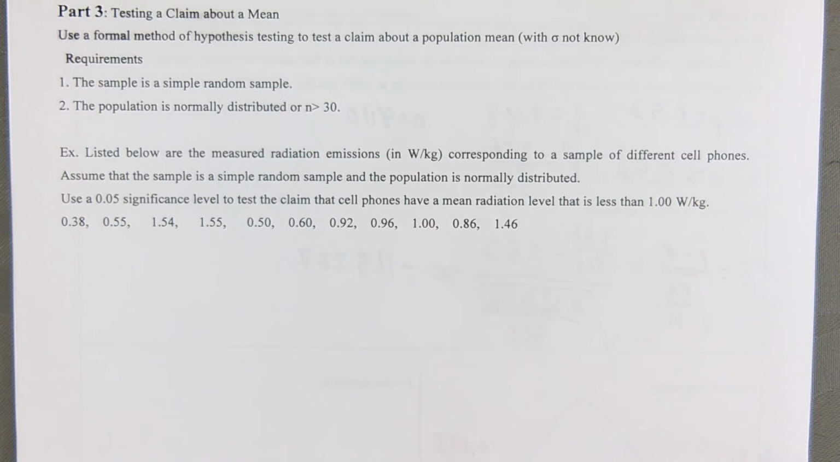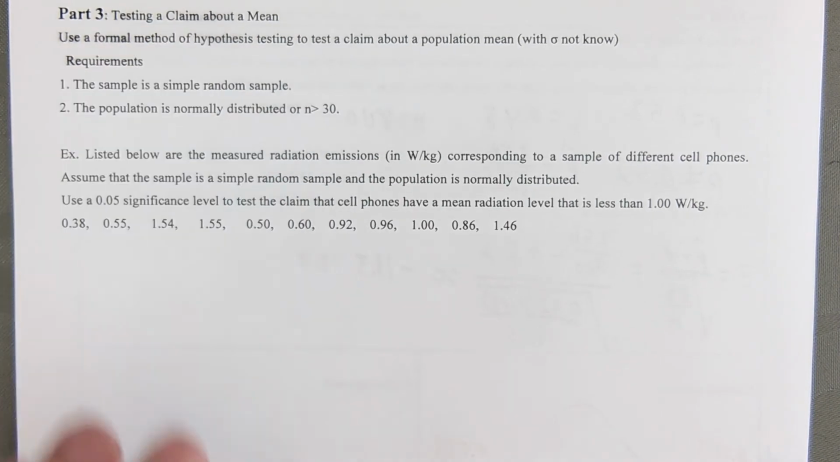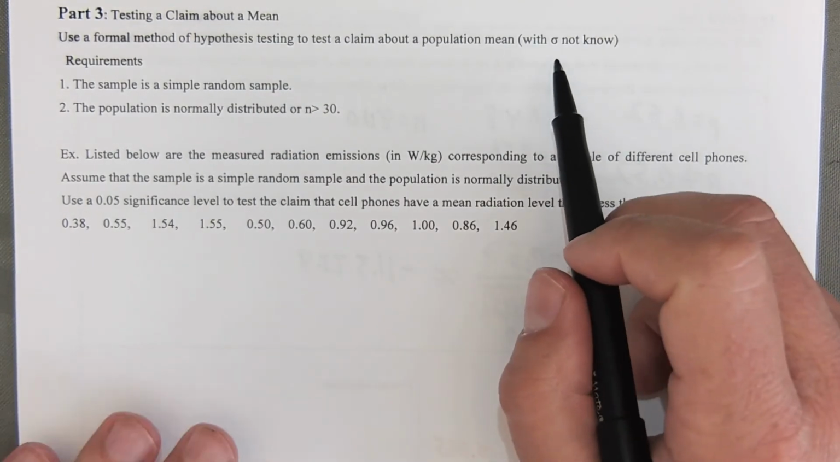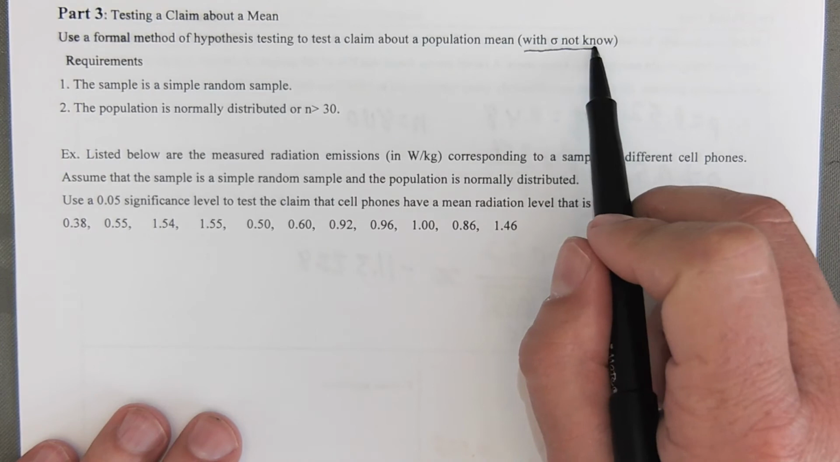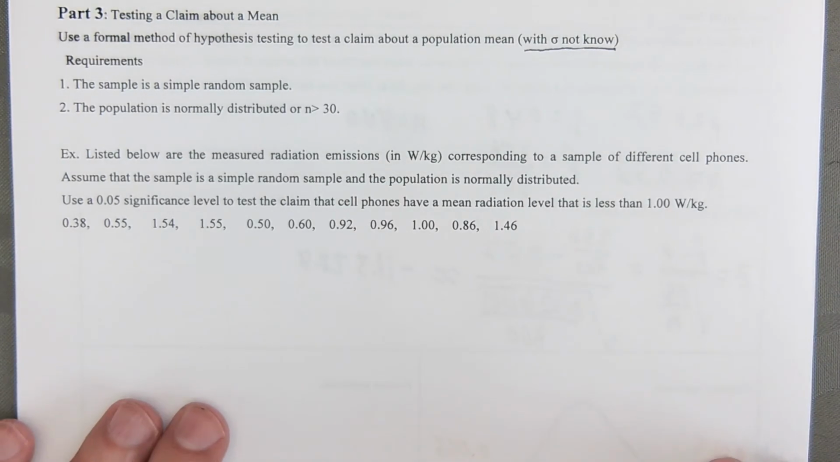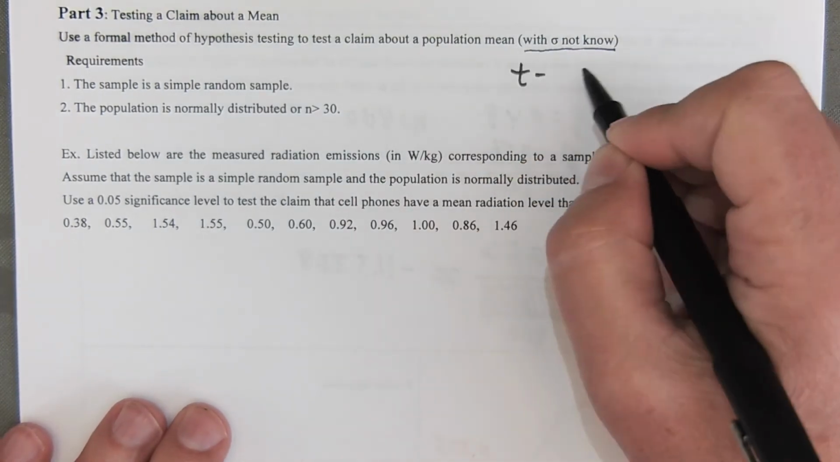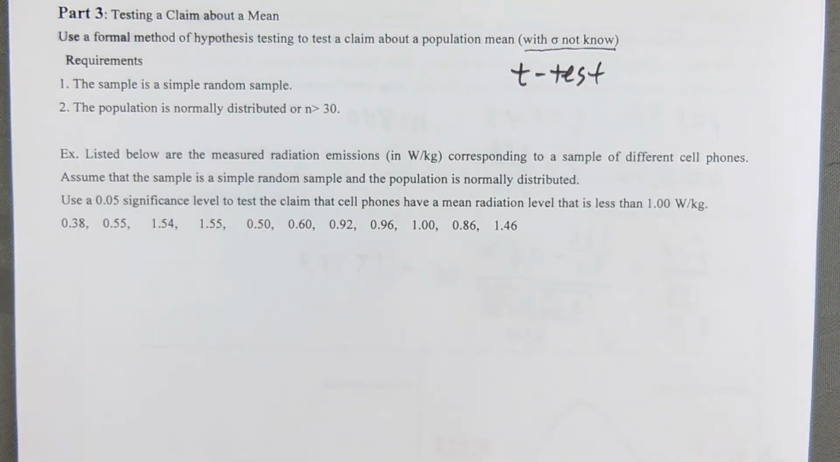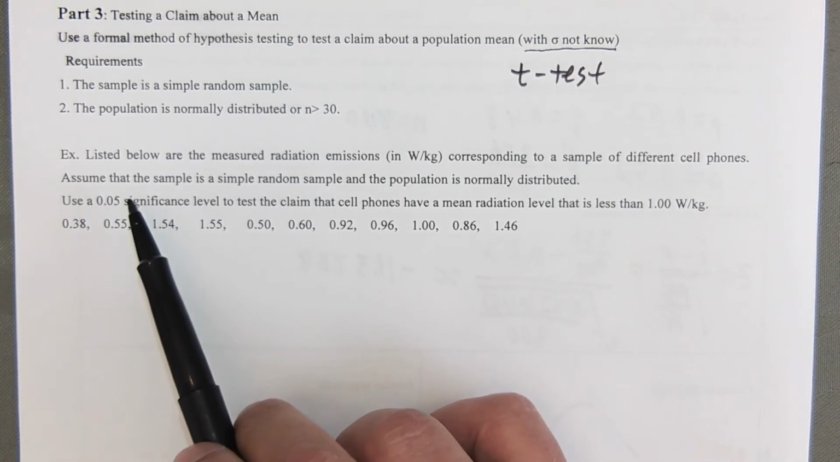Hey everybody, we are going to continue with our hypothesis testing, and this time we're going to test a claim about a mean. For these two examples, it's going to be very calculator heavy, but specifically the population standard deviation is not known. This means for sure we're going to be using a t-test. The requirements: simple random sample, and if it's normally distributed, it doesn't matter. If it's not normally distributed, n has to be bigger than 30. And we're going to just jump into this.